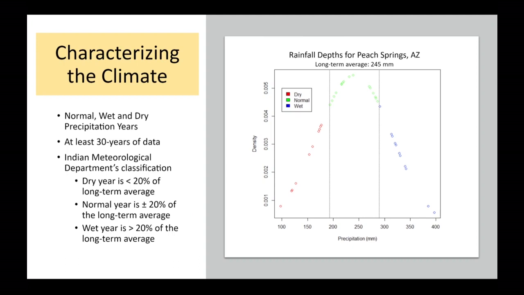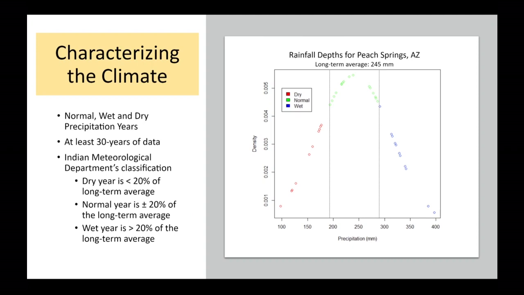Because you are downloading a large amount of values for different precipitation years, one of the things that I did for my research was classifying each year as a dry, normal, or wet year by using the Indian Meteorological Department's classification, which says that a dry year is less than 20% of the long-term average. A normal year is plus or minus 20% of the long-term average, and a wet year is greater than 20% of the long-term average.